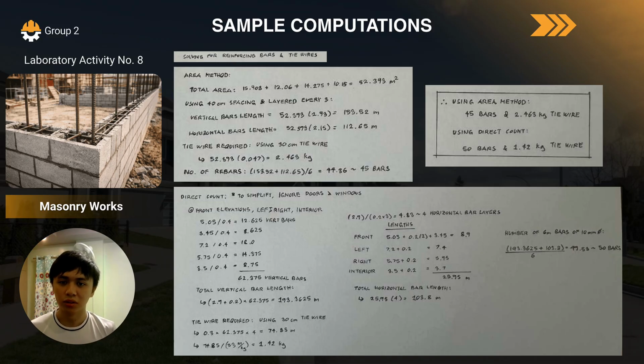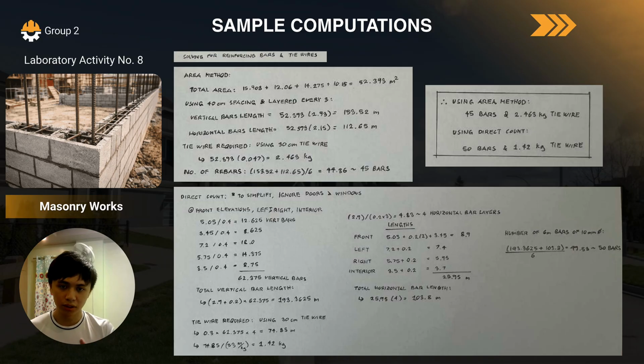Here, what you need to do is to get the total area of the walls, using 40 cm spacing, and the horizontal bars are layered every 3 CHB. For the vertical bars, we get the area of 52.393 and multiply it by 2.93 to get 153.52 meters total of vertical bar length. For the horizontal bars, we get the same area, multiplied by 2.15 instead, and we get 112.65 meters.